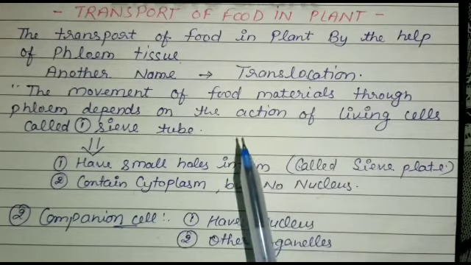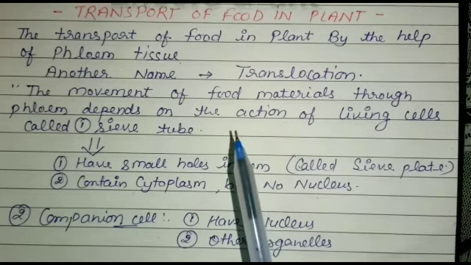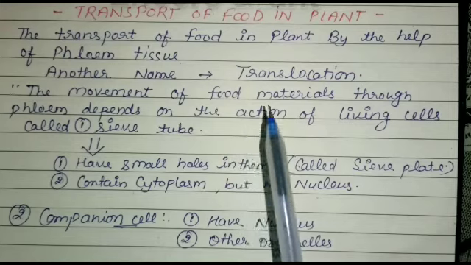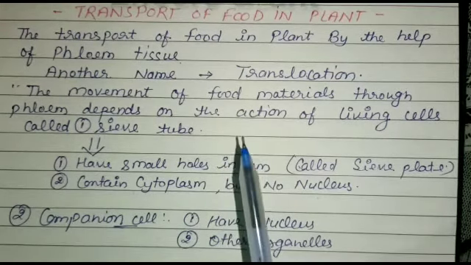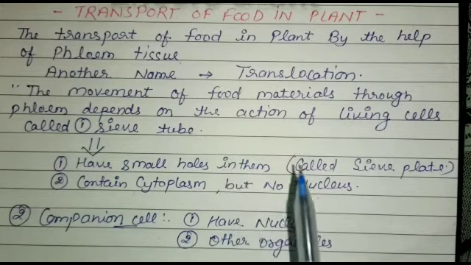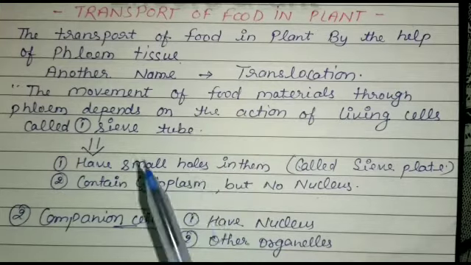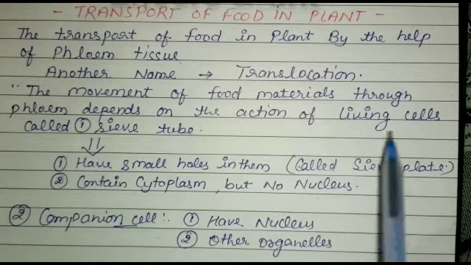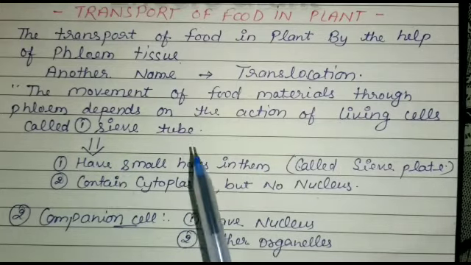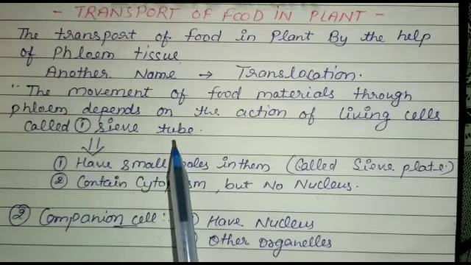The food manufactured by the leaves of a plant is transported to all its other parts through a kind of tube called phloem. The transportation of food from the leaves to other parts of the plant is called translocation. Thus, phloem translocates the food made in the leaves. The movement of food material through phloem depends on the action of living cells called sieve tubes. Now, we discuss the sieve tubes.